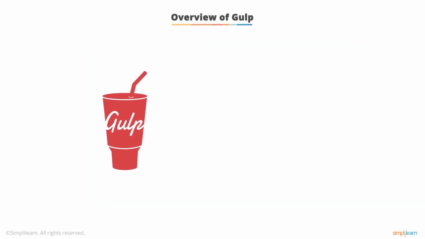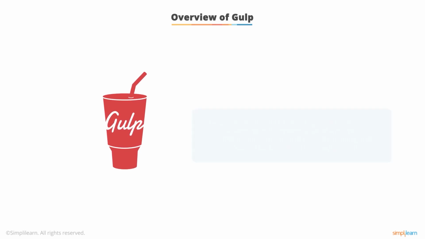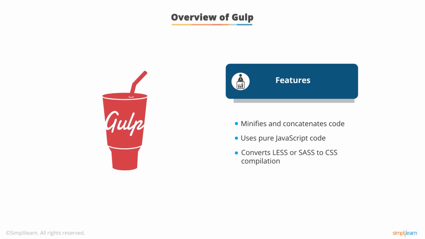An overview of Gulp. Gulp is an open-source JavaScript toolkit used as a build system in front-end web development. It automates time-consuming and repetitive tasks involved in development. Some of the key features of Gulp are code minification and concatenation, and usage of pure JavaScript code. Gulp converts files created under Less or Sass in a CSS compilation process.